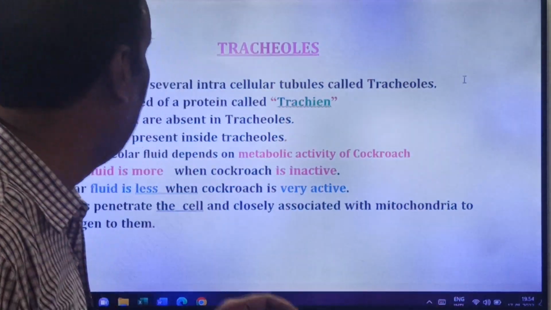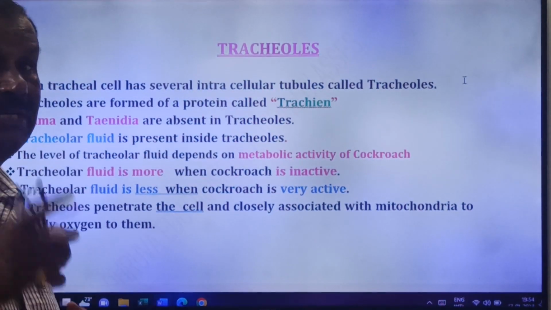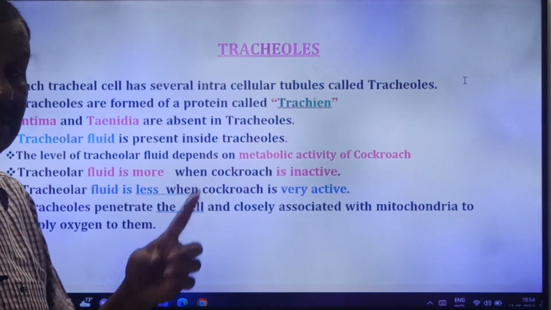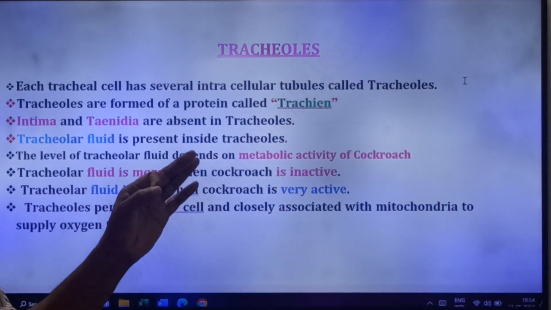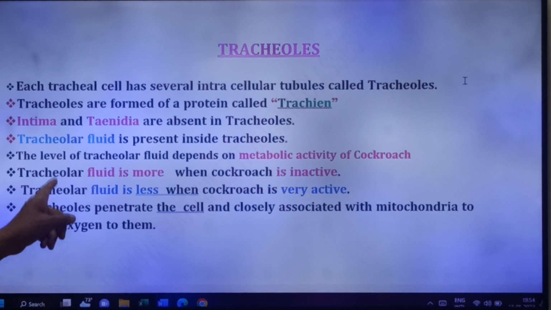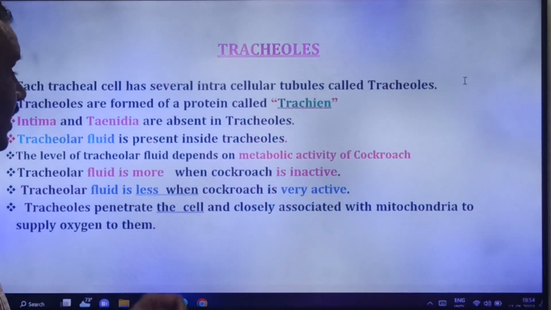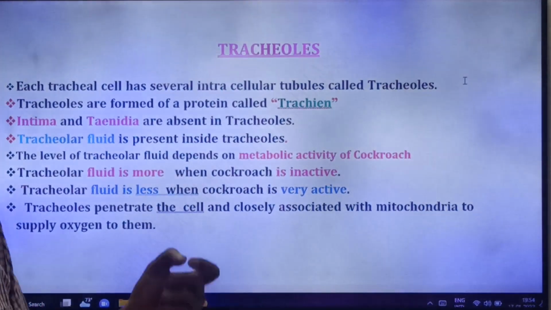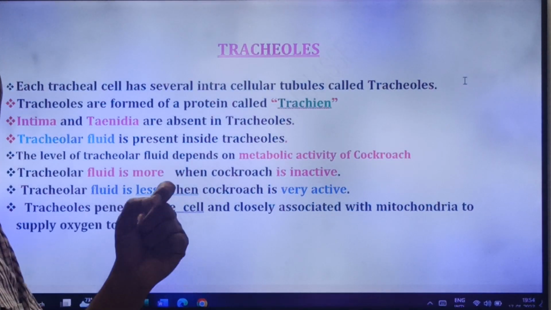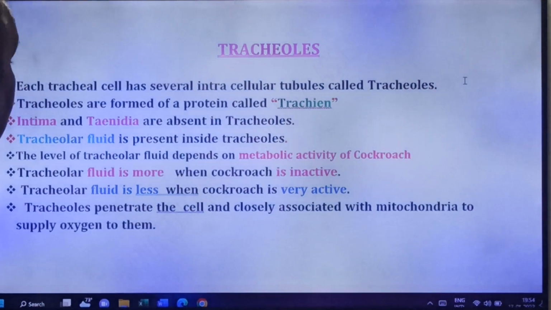Intima and tenidia are absent in tracheoles. You know, friends, trachea has intima. That intima forms tenidia. But this intima and tenidia are absent in tracheoles. Now, one more important point, friends. Tracheolar fluid is present inside the tracheoles.